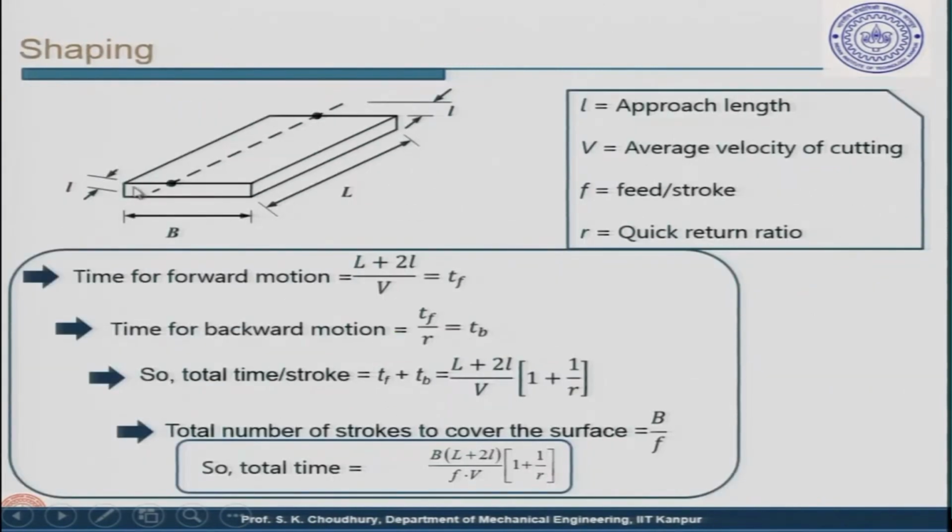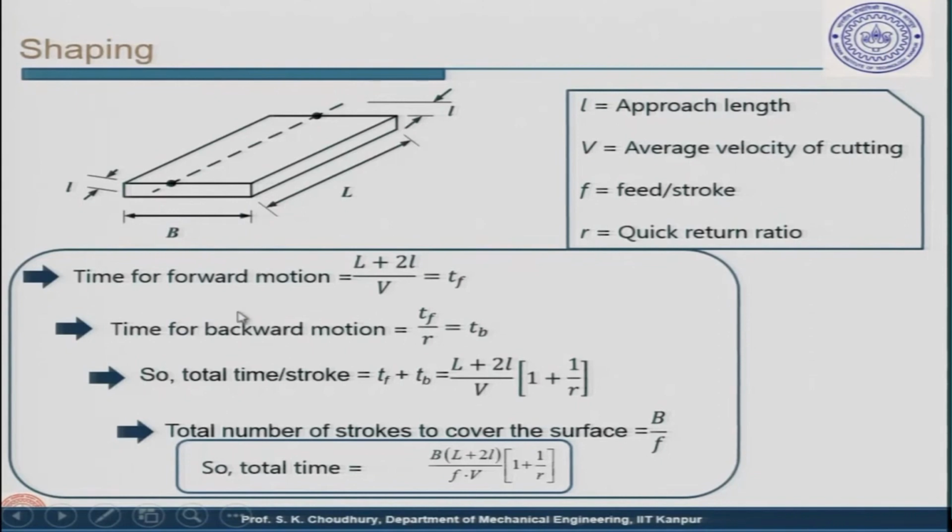F is the feed per stroke taken, and R is the quick return ratio. Quick return ratio is when the tool is coming back, it is not removing material, so it will come back at a quicker, faster rate. So, suppose the tool is coming from this side, it will come faster, then it will go here, and then it will move at a lower speed, then a little faster, then it will come back at an even faster speed.